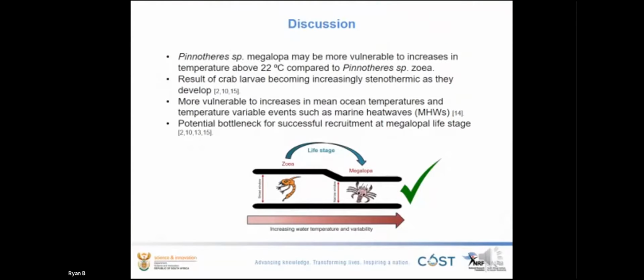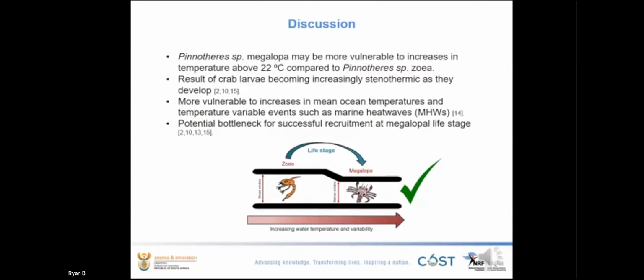These preliminary results suggest that the megalopal life stage of the brachyuran pea crab Pinnotheres species may be more vulnerable to increases in temperature above 22 degrees compared to the zoeal stage. This may be a result of crab larvae becoming increasingly stenothermic as they develop, which may make them vulnerable to increases in mean ocean temperature and temperature variable events such as marine heat waves, which are expected to increase in frequency and intensity in this region.